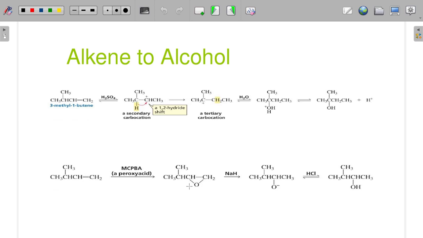Now, instead of opening that ring under acidic conditions with a nucleophile, if we just take this epoxide ring and treat it with NaH, it will add an H to the side that's got more H's and leave that as a negative. And now we can protonate it. So we actually can put an OH right near where that double bond is by just using MCPBA and then some NaH.